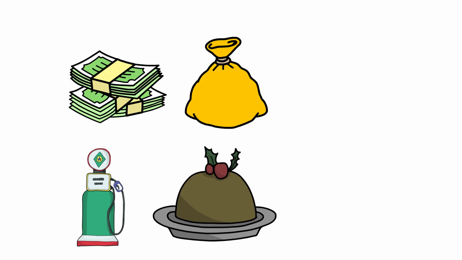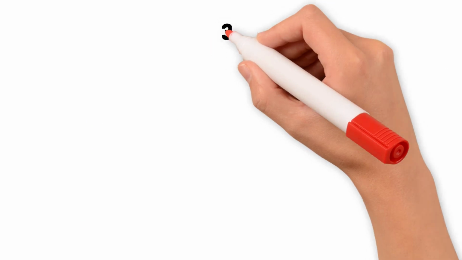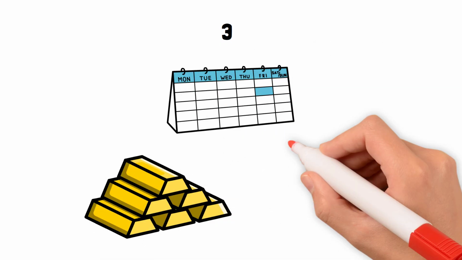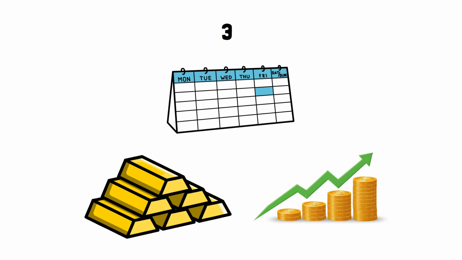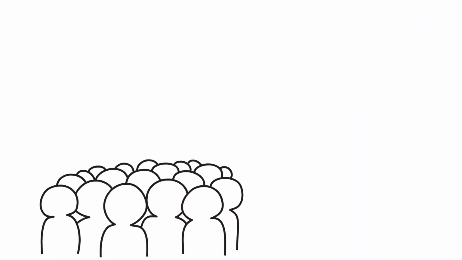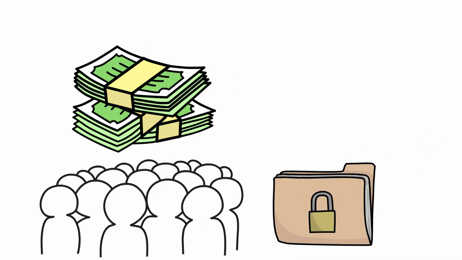Case study. In 1991, India's reserves fell so low they could barely cover 3 weeks of imports. The government had to pledge gold to the IMF and start major economic reforms. Famous quote, "A strong economy starts with a strong balance sheet," adapted from Warren Buffett. For a nation, that balance sheet is the balance of payments, and the emergency savings account is the foreign reserves.